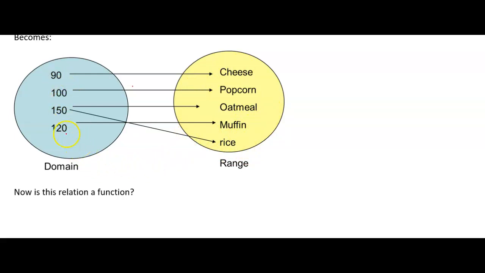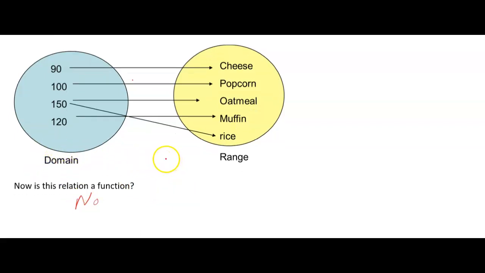Now look, if I said the calories are 90, what's the food? You would immediately say cheese. But if I say the calories are 150, you look and say, oh, it's oatmeal or rice. The fact that there's a choice of the range when I give you this element of the domain means this is not a function anymore. So when the food was the domain, it was a function. It doesn't matter if the range is repeated, but if the domain is repeated, you have issues with it being technically a function.